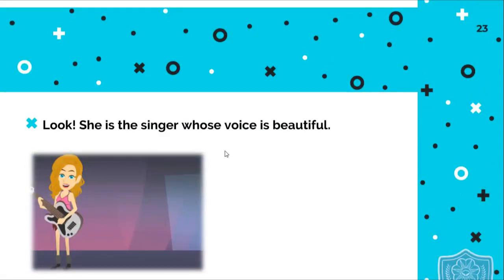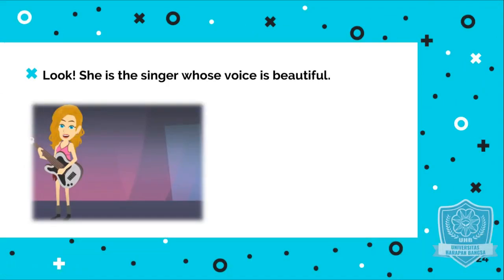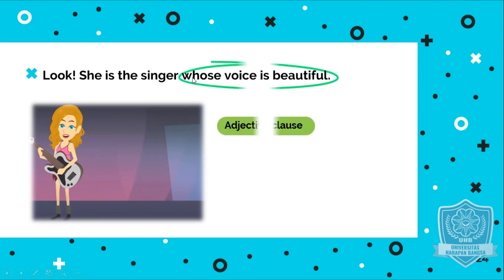Here are the examples. Look, she is the singer whose voice is beautiful. So after whose here should be followed by the noun voice. Voice is a noun. So whose voice is beautiful is also called the adjective clause. The function is to describe the singer or give you more information about the singer.